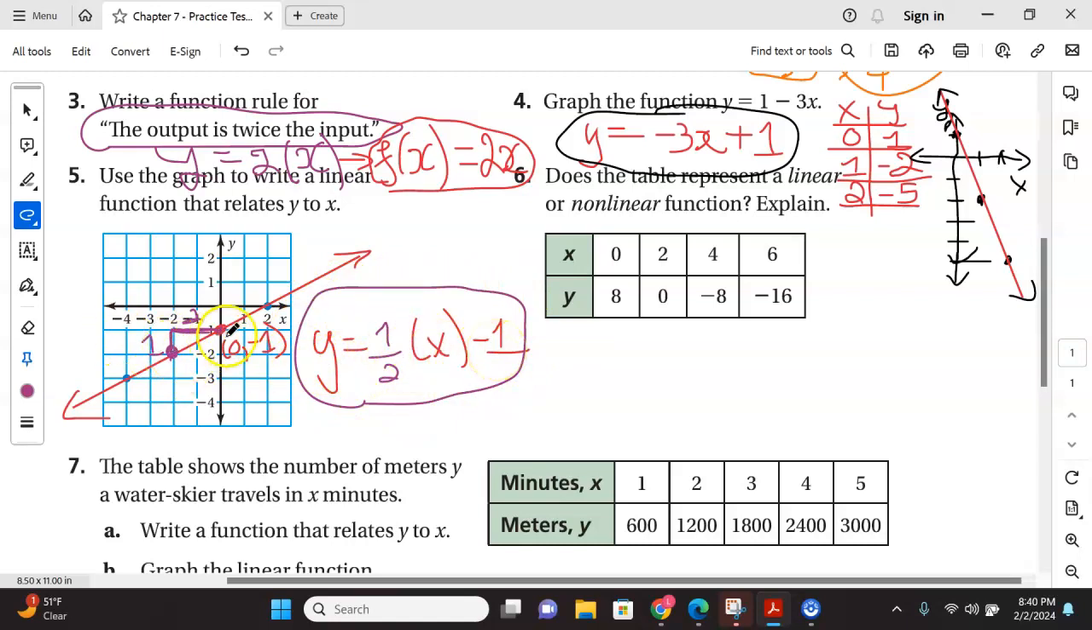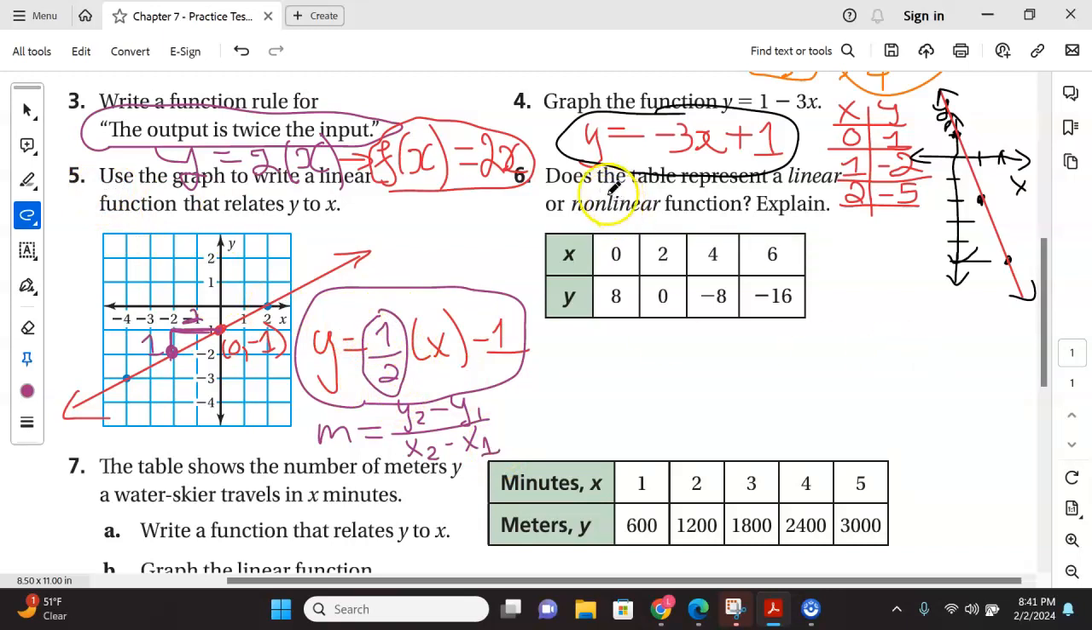Or you can pick 2 points on the line and use the slope formula, m equal y2 minus y1 divided by x2 minus x1. And it still is going to give you 1/2 as your slope. So that is number 5.